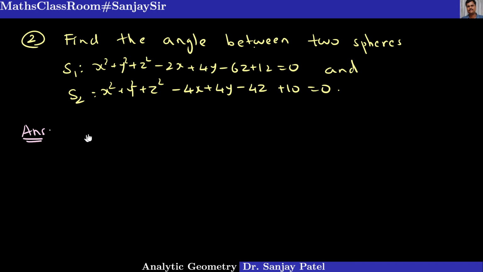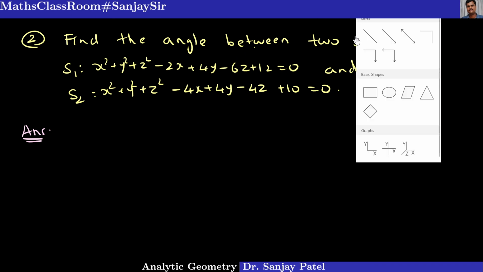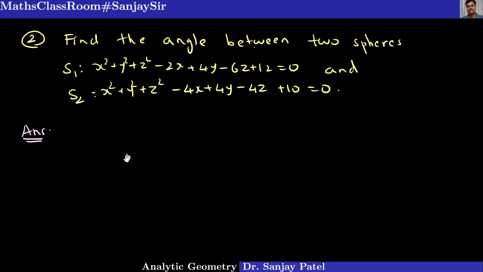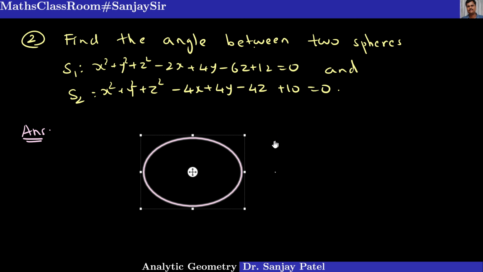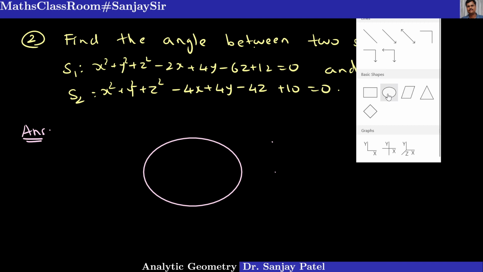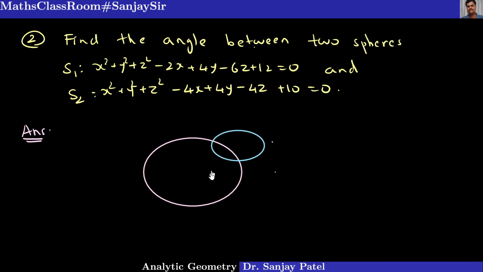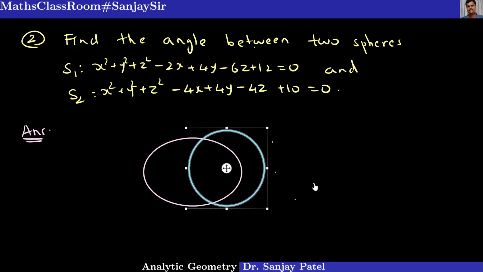We know how the angle between two intersecting spheres is defined. If you have two spheres, one is like this. Okay, let me suppose one sphere is like this, and another sphere, say it's like this. They are intersecting each other.